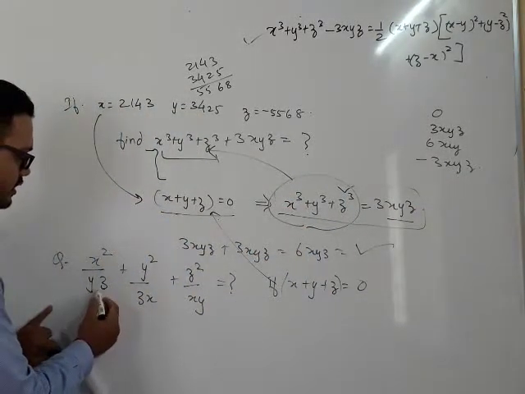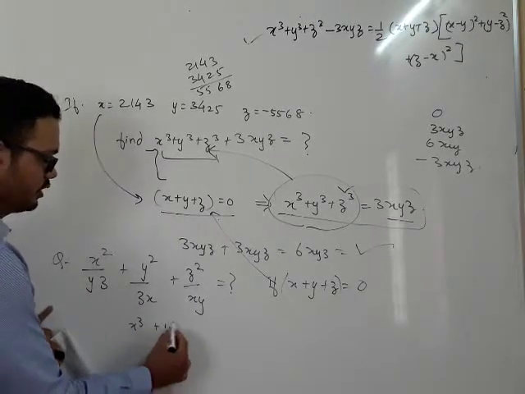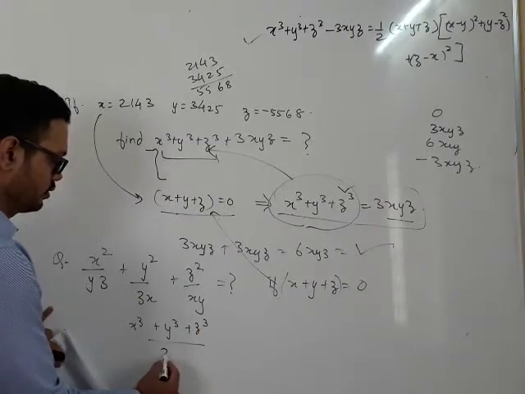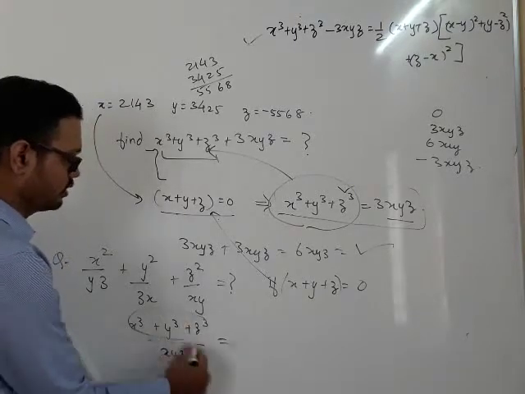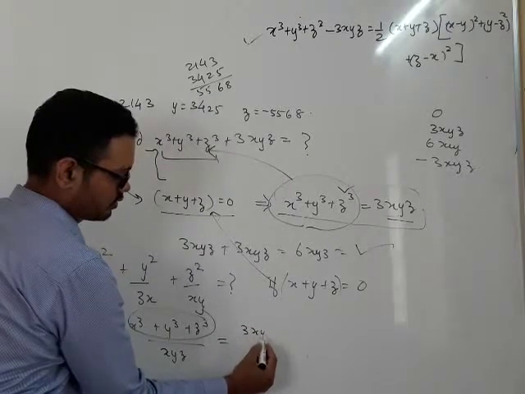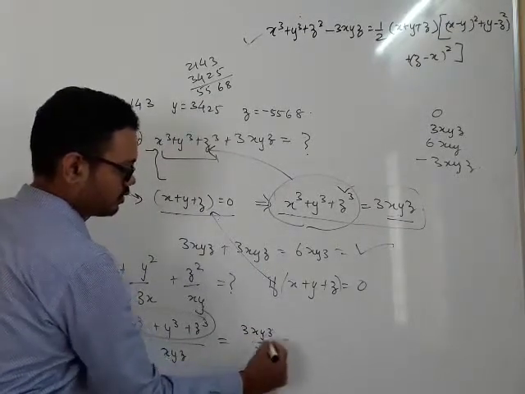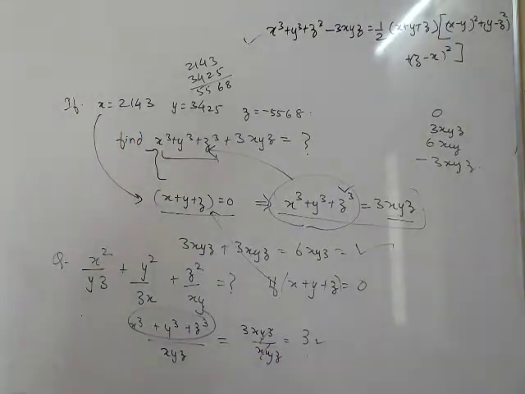So we will take the LCM of it as xyz. It will become x cube plus y cube plus z cube upon xyz. And this becomes what? 3xyz upon xyz. 3 will be your answer. So it's a straightforward application, no rocket science, just a single step and your answer is there.